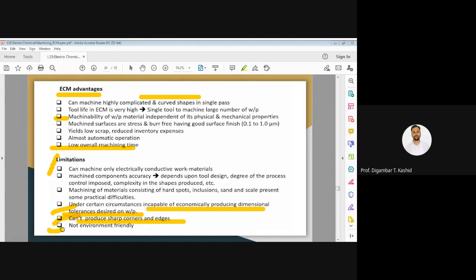This process is also not environmentally friendly, because in this process we are using chemicals. It also cannot produce sharp corners and edges. So these are the limitations.